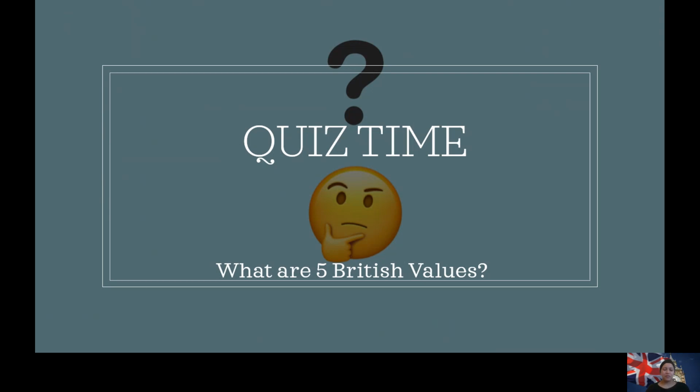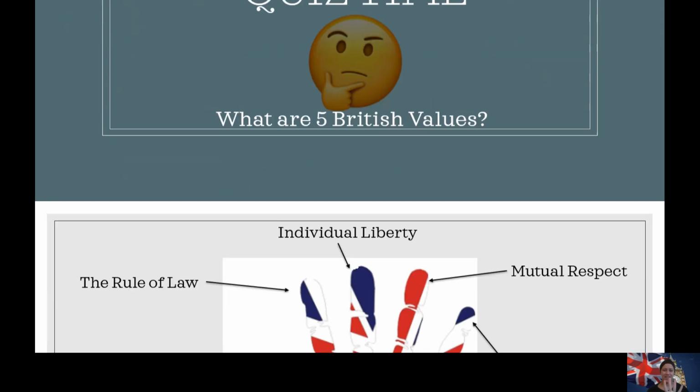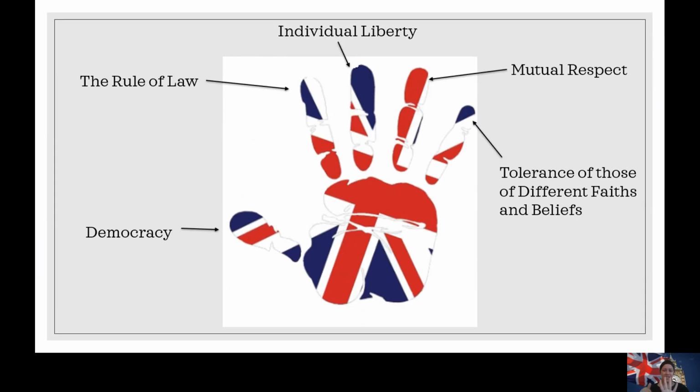Right, so perfect. So I'd like you to hold up your hand, just one hand, and I'm going to teach you the 5 British values on your fingers so that you may not forget them again. Okay, ready? We have democracy, we have rule of law, individual liberty, mutual respect, tolerance of those of different faiths and beliefs.